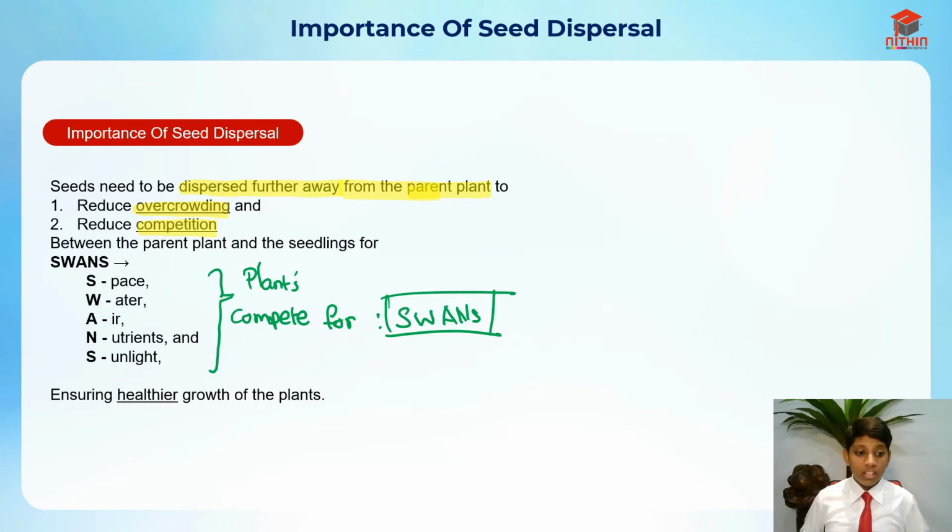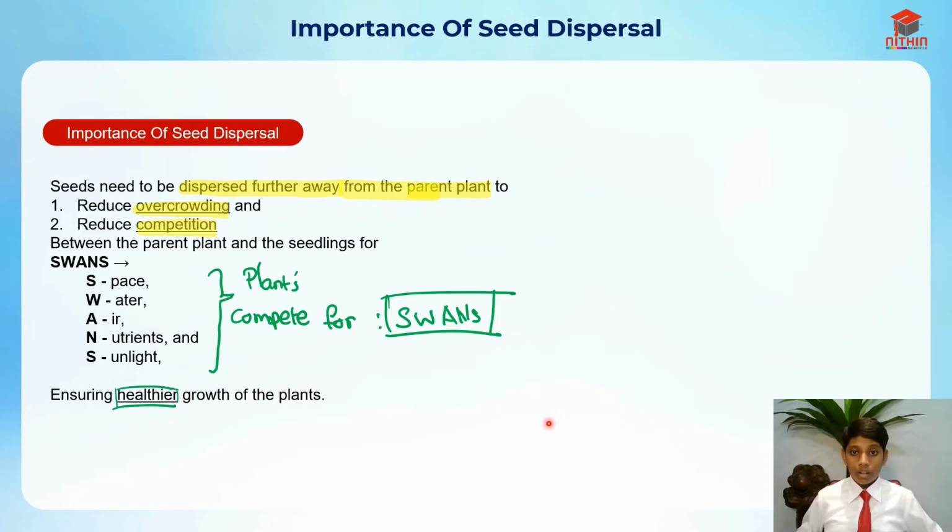So they compete for space as well, you know, because to grow a thicker stem, to grow taller as well, and all this to ensure healthier growth. Understand? So this is the importance of seed dispersal. So let me read it once. So seeds need to be dispersed further away from the parent plant to reduce overcrowding and reduce competition between the parent plant and the seedlings for space, water, air, nutrients, and sunlight, ensuring healthier growth of the plants. Okay, so you need to know this.